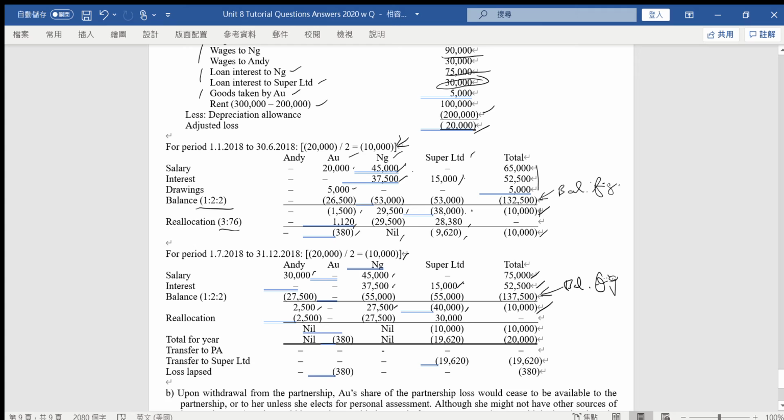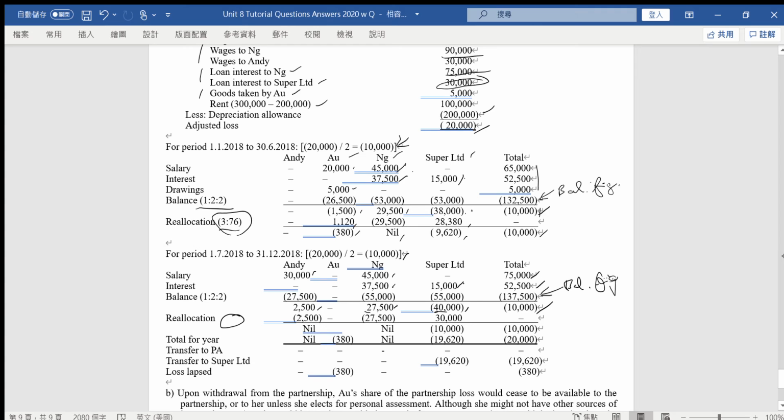When we have reallocation, it will be based on these two proportions to allocate this 40,000. According to that, we can work out the new ratio right here. I use it similar to this one, write out the reallocation ratio clearly, and then that will be the figures.